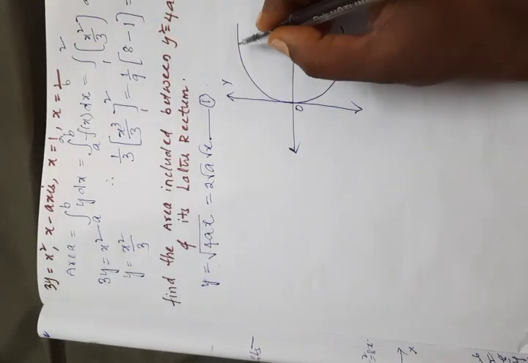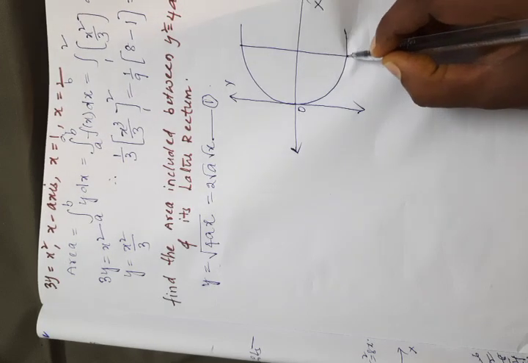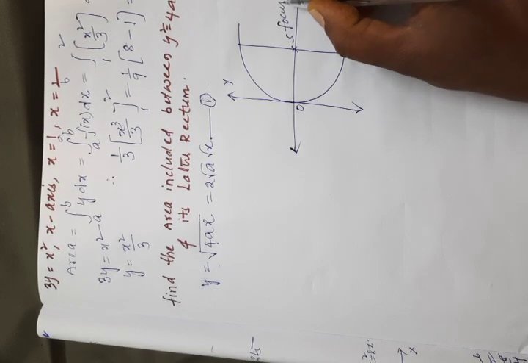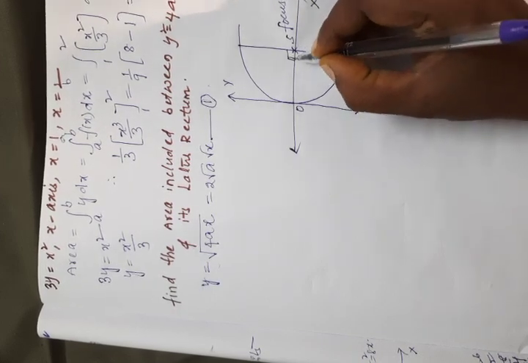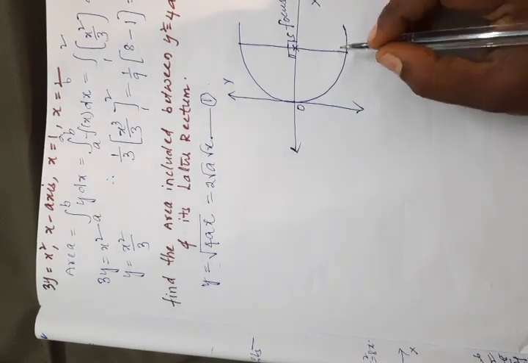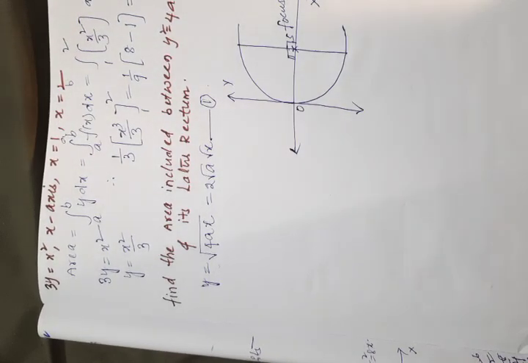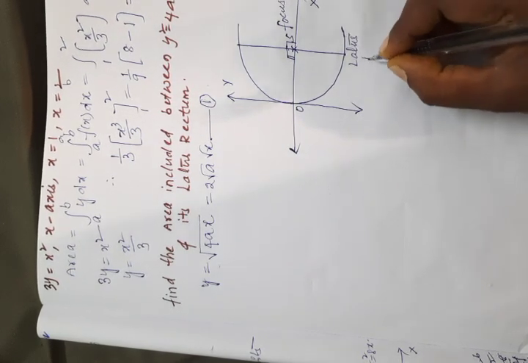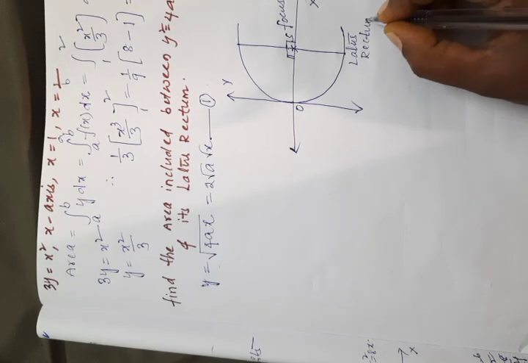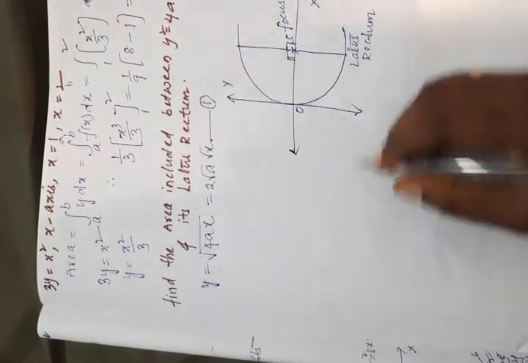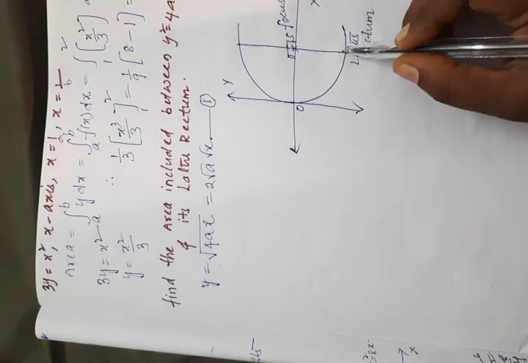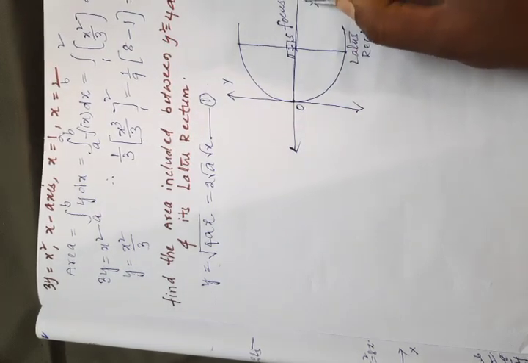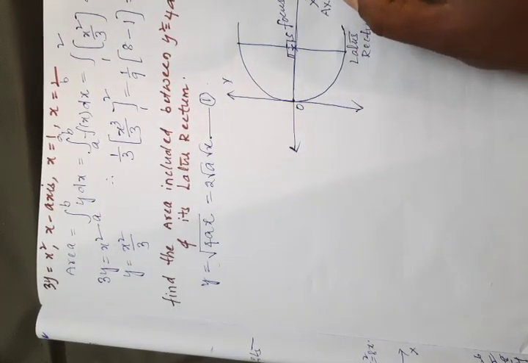For the standard parabola, this line here is the latus rectum. This is the focus S. If we draw a line perpendicular to the axis through this focus, then that line is known as the latus rectum. So the definition of latus rectum is: the line perpendicular to the axis of the parabola. This is known as the axis of the parabola. Here the x-axis is the axis of the parabola.